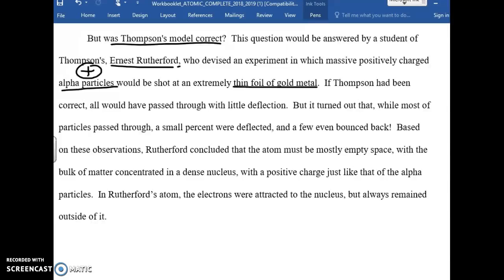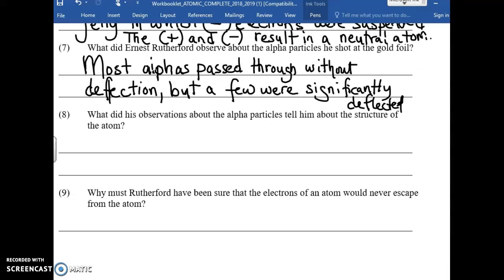He found most of the particles passed through with no deflection or little deflection. A small percent were deflected. Those were his observations. Number eight, what did his observations about the alpha particles tell him about the structure of the atom?